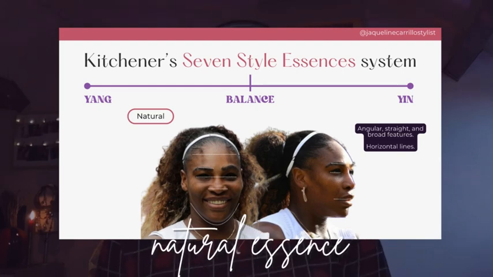Next, we have natural essence. Naturals are also yang with straight lines, but theirs are broad and horizontal rather than sharp and vertical. They often have wide lips, noses or jaw lines, full eyebrows, big smiles, and medium to low contrast in their features. They seem relaxed, cool, approachable, friendly, and calm.